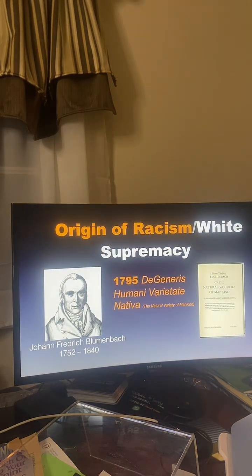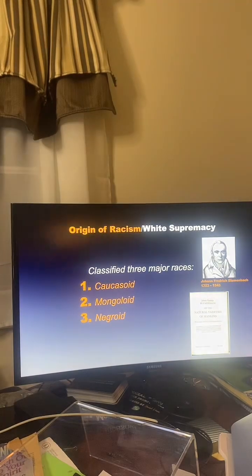His work was picked up later on by Johann Friedrich Blumenbach, who in 1795 wrote the book, The Natural Varieties of Mankind. And in that classification, he created three major races: Caucasoid, Mongoloid, and Negroid, and in that order, with whites being on the top and blacks being on the bottom.